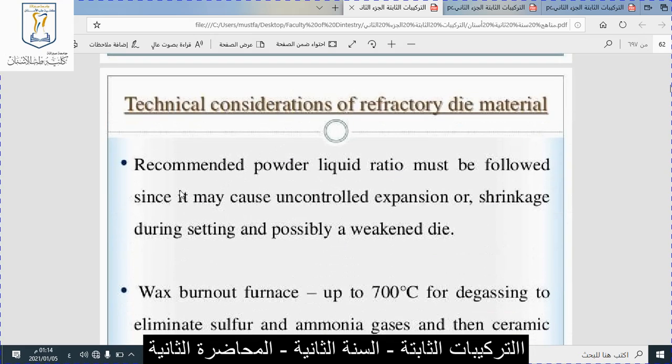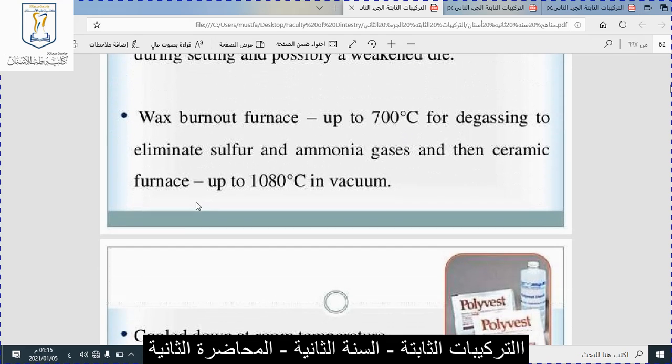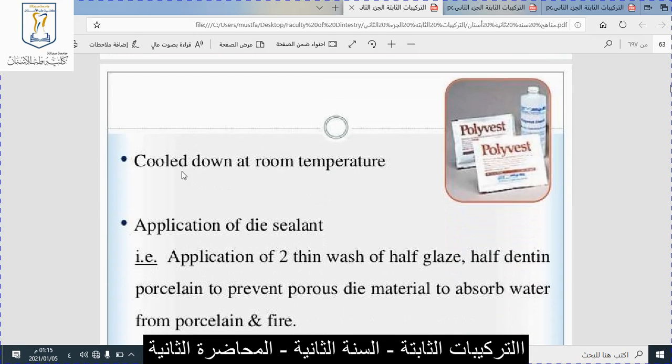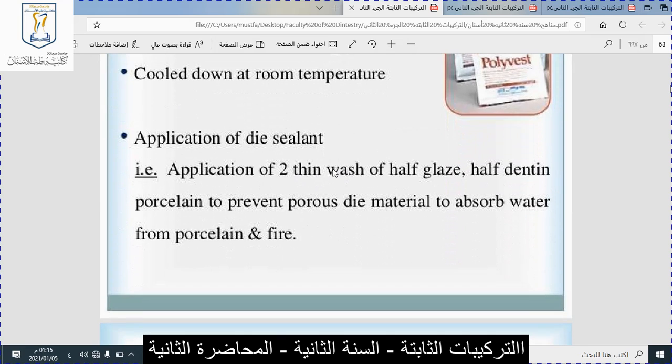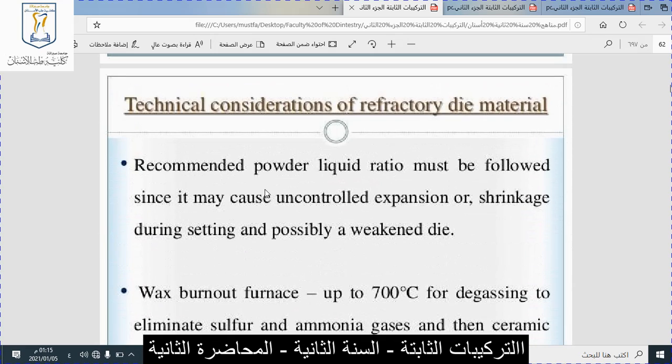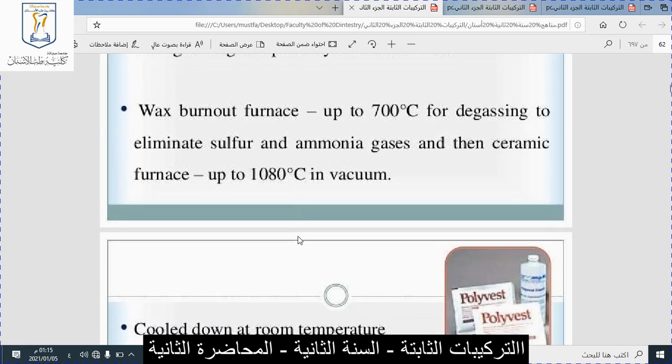Technique consideration of refractory dye: the recommended powder liquid ratio must be followed, and the wax is burned out in the furnace at 70 degrees with degassing to eliminate sulfur and ammonium gases, then the ceramic is put in the furnace under vacuum. Cool it down at room temperature. Application of the dye sealant, applied 2 mm in most, half glaze, half dentine. This is after using the dye, so we have to consider the technique of the dye for ceramic application.